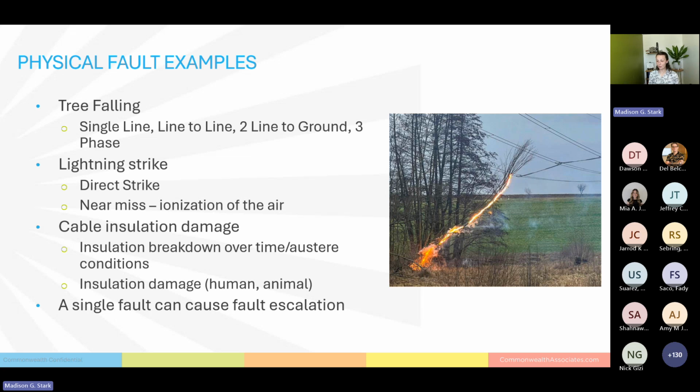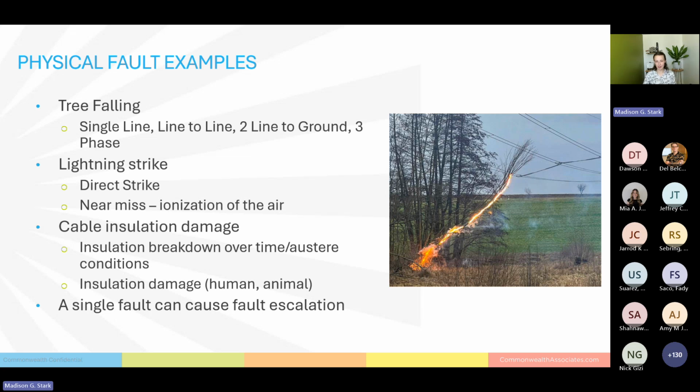So what does this look like in the real world? Well, it could look like many, many different things. There are an unlimited number of things that can cause faults. The one that I like to use the most for describing what a fault looks like and what fault conditions look like is a tree falling.